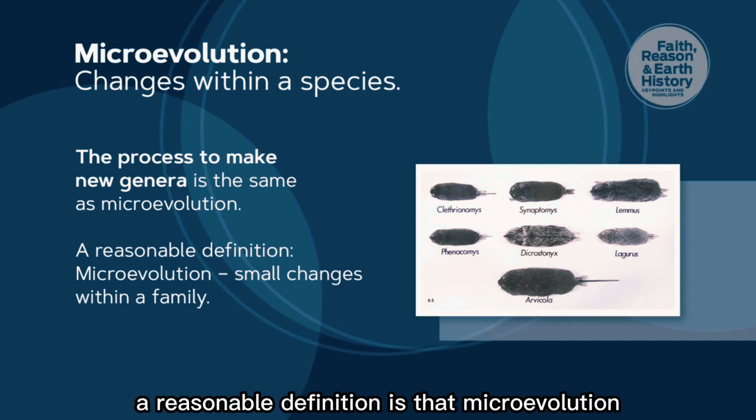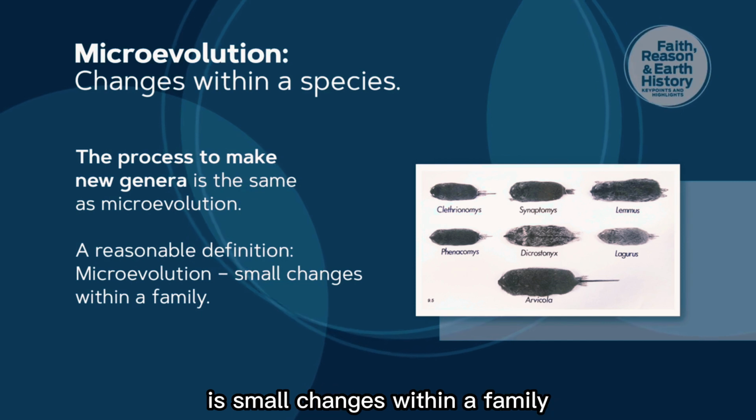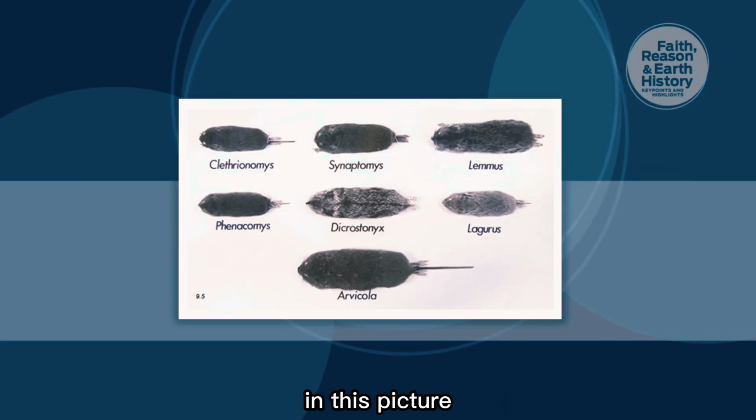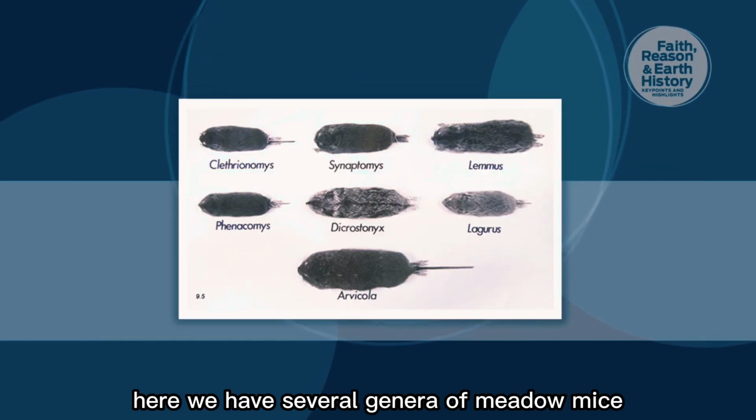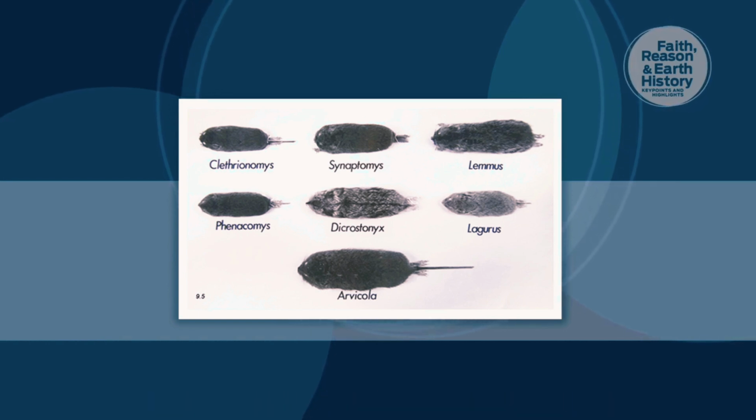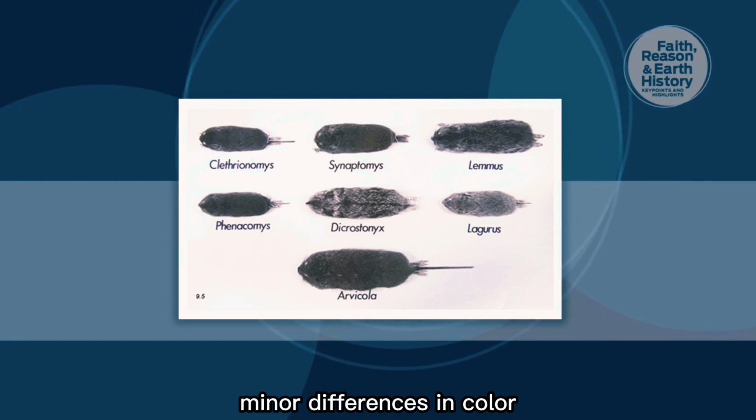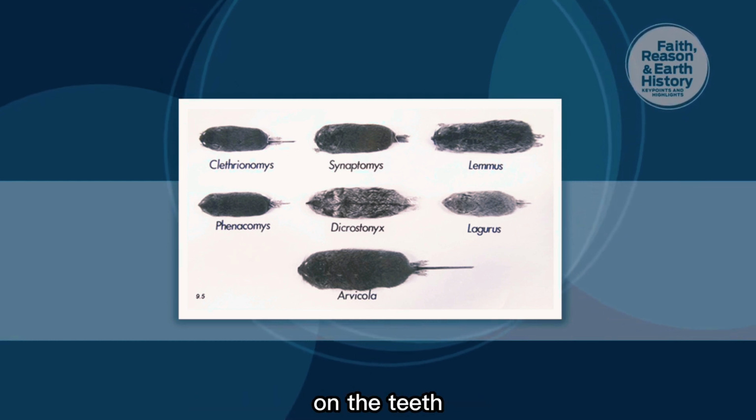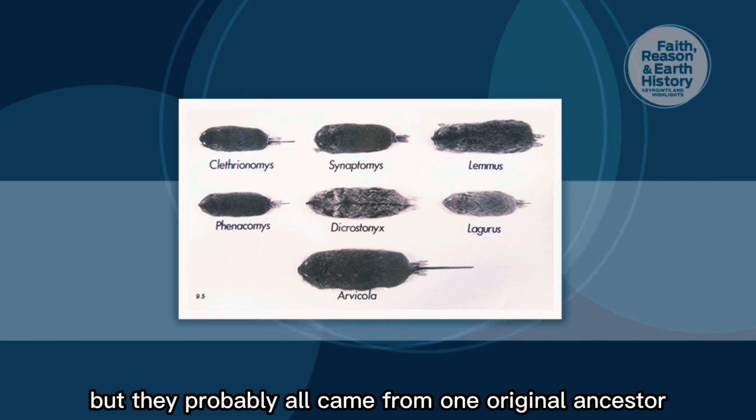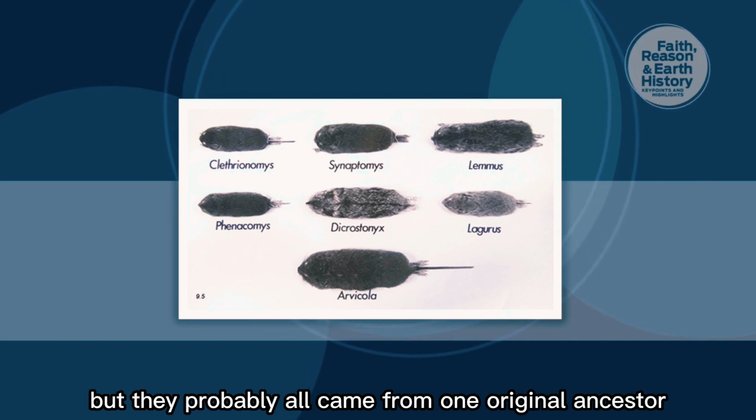A reasonable definition is that microevolution is small changes within a family. And this picture will illustrate this. Here we have several genera of meadow mice, including lemmings, and the differences are very small. Minor differences in color and a little difference in the cusps on the teeth and other things, but they probably all came from one original ancestor.